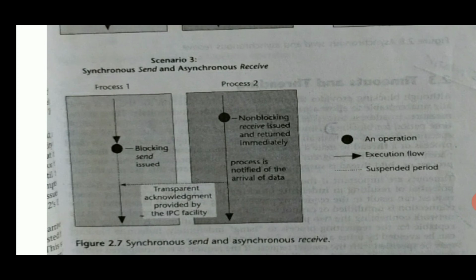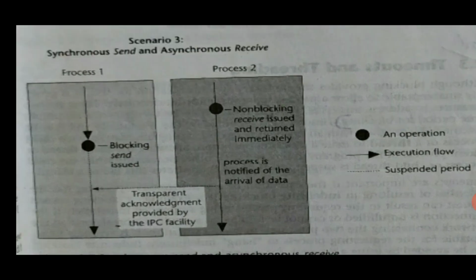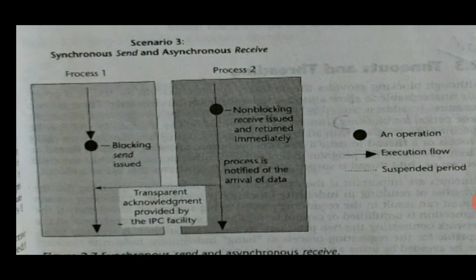So here there is a concept of a listener or event handler. This case requires that process 2 provide a listener or event handler that can be invoked by the IPC facility to notify the process of the arrival of the requested data. So process 2 needs an event handler or a listener to be notified when it receives the requested data from process 1.